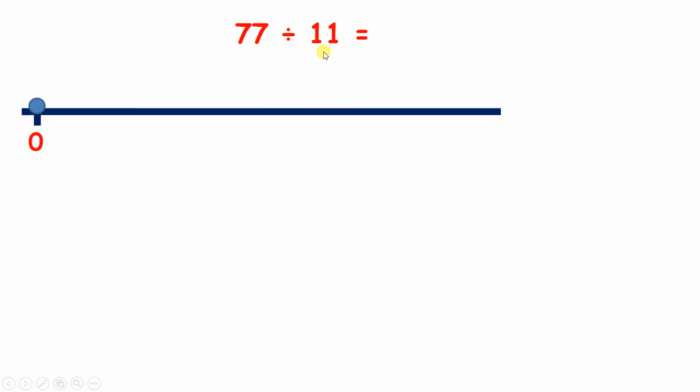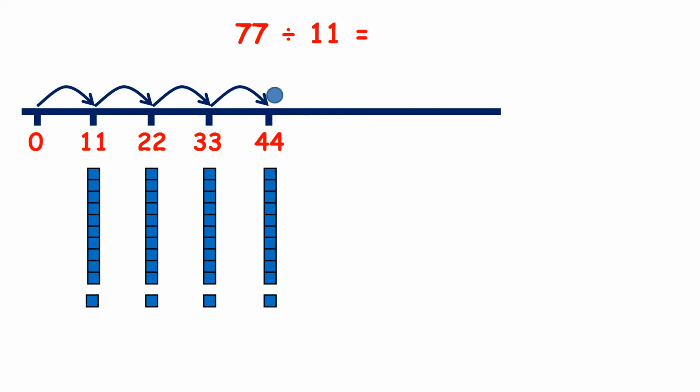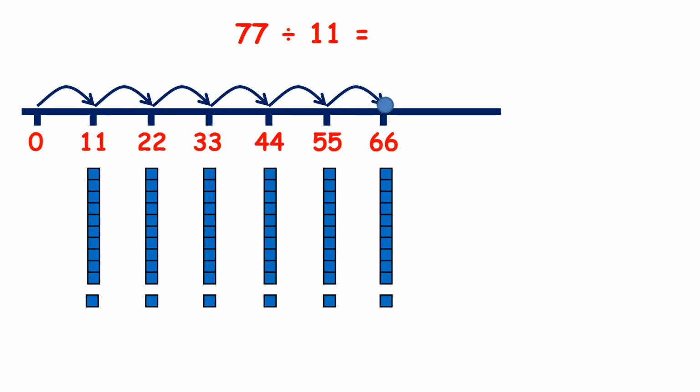So let's count in steps of 11 until we reach 77. 11, 22, 33, 44, 55, 66, 77. And we needed 7 jumps to get to 77, so we now have 7 groups of 11, so our answer is 7.